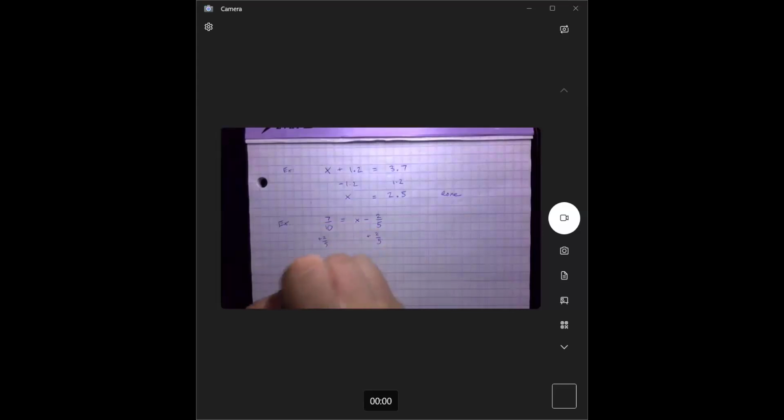And we get 7/10 plus 2/5 equals x. We have now figured out what x is in terms of a number, but for me, I can't look at a number and have a sense of how big it is because it's written as two fractions added together.